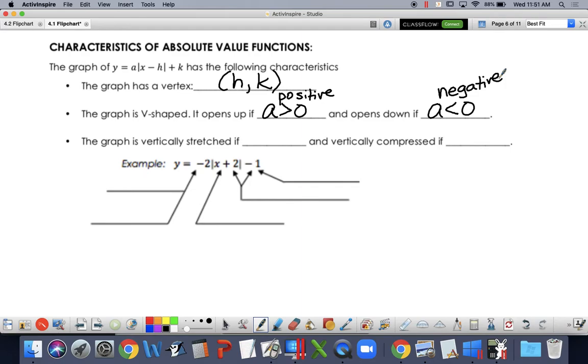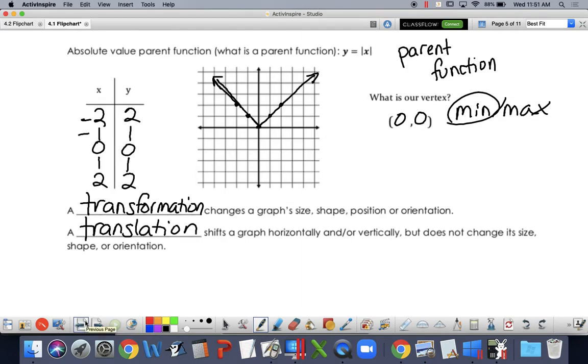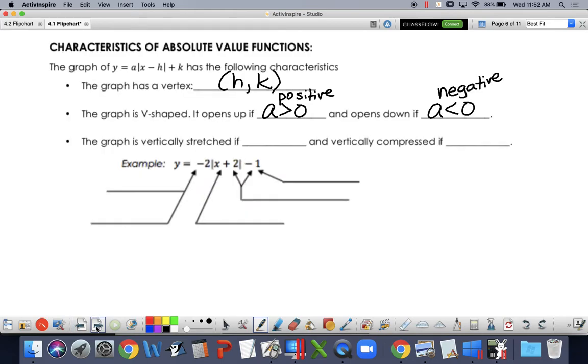The graph is going to be vertically stretched, meaning this graph has a nice slope. What is the slope of this absolute value function? 1, right? It's 1 this way or negative 1 this way. We're just going to call it a slope of 1, positive or negative. We're not going to focus necessarily on the positive or negative slope. I'm going to stretch the graph if the absolute value of A is greater than 1.